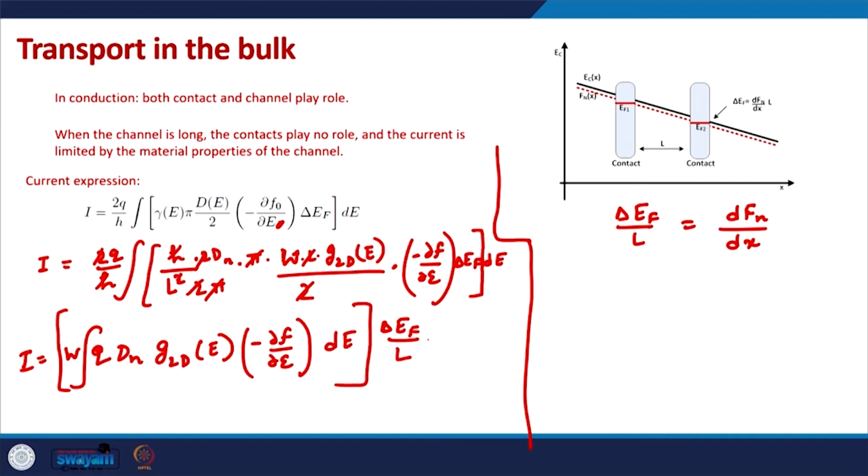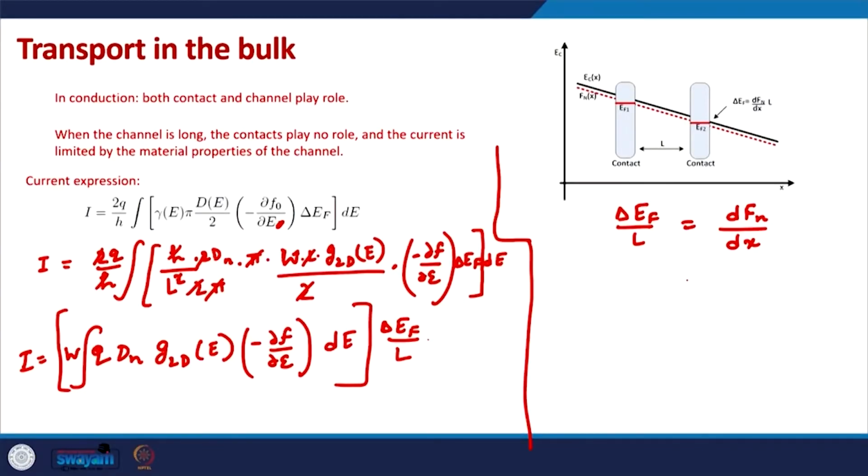Because now in bulk conductors we can define the Fermi level across the entire material, across the entire channel, and in steady state this Fermi level is defined by the quasi-Fermi levels, as I told you just in the beginning of this discussion. And so this delta EF by L can be written as the gradient of the quasi-Fermi levels. This is one, and at the moment we are only considering the transport due to electrons in the conduction band. So this is one.